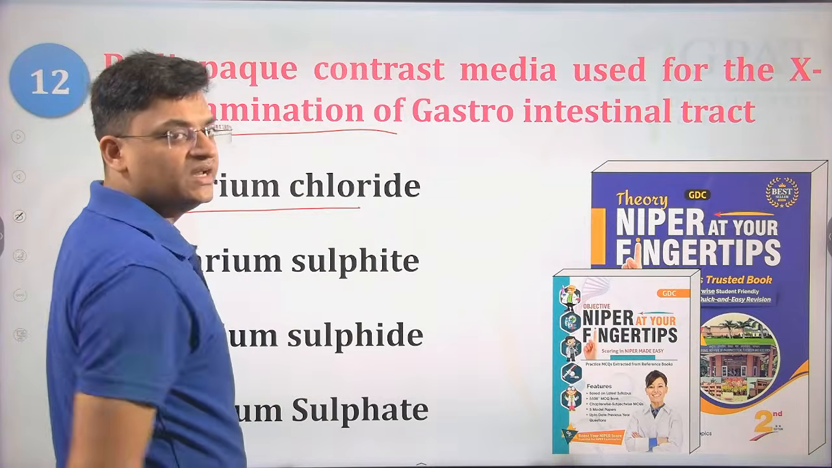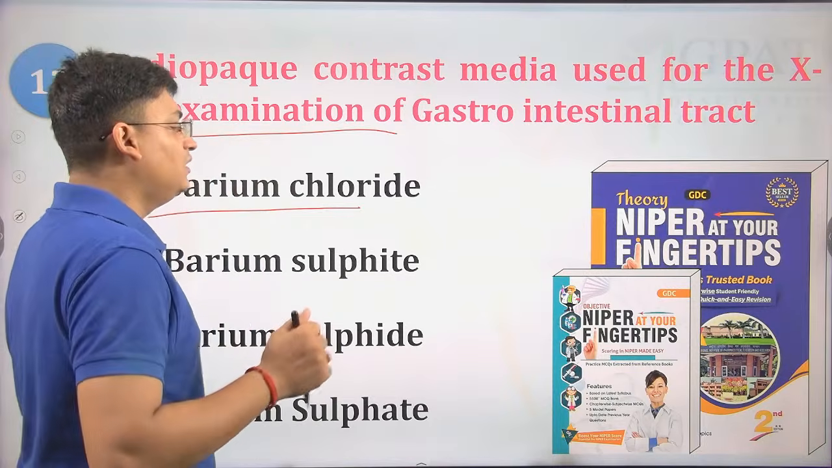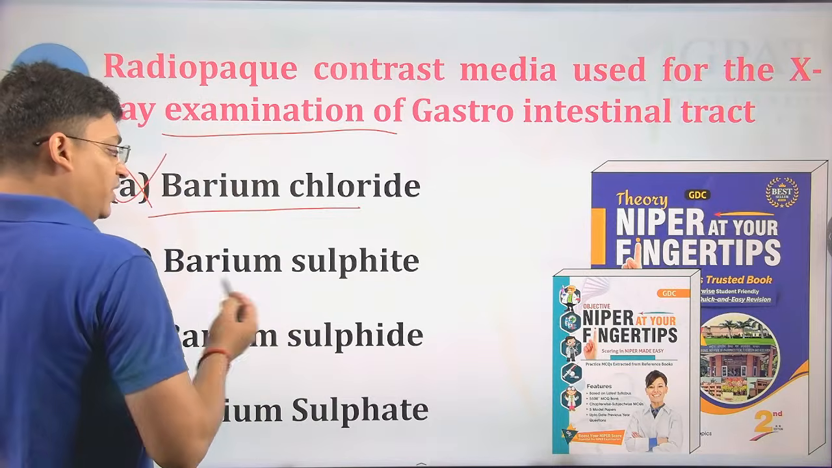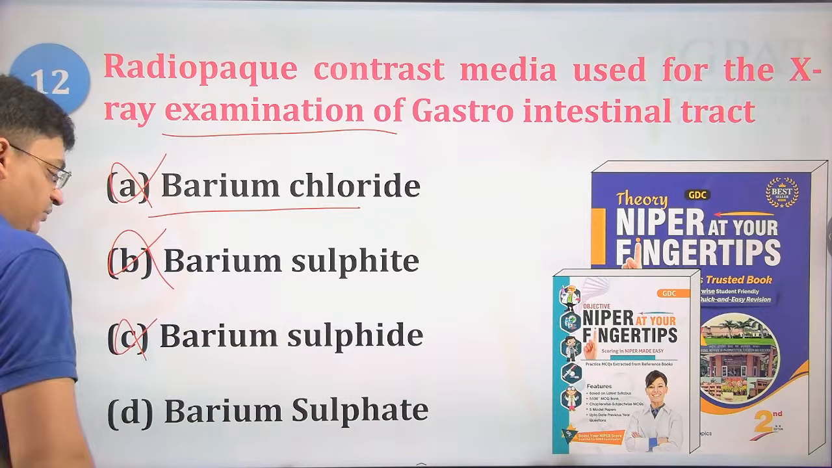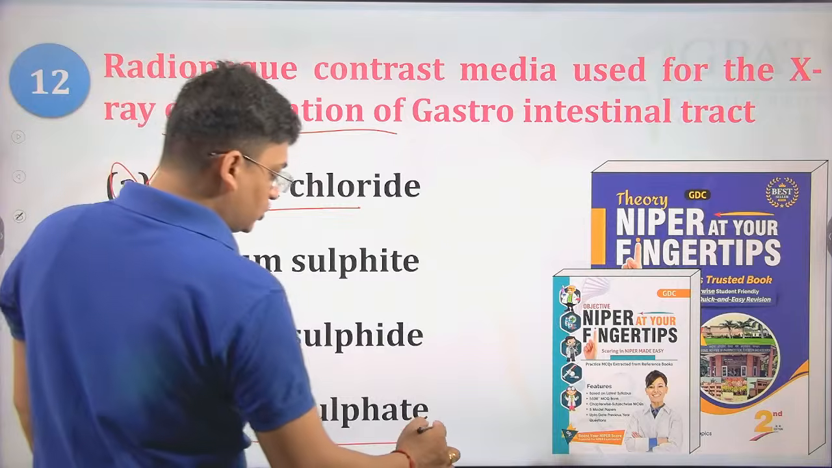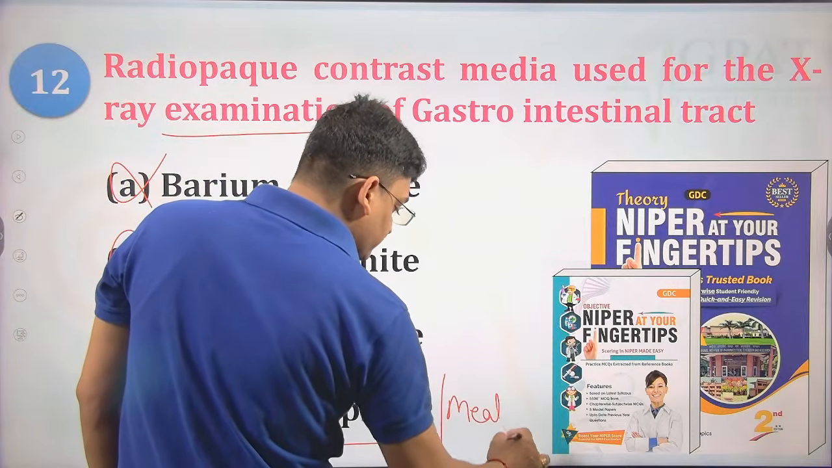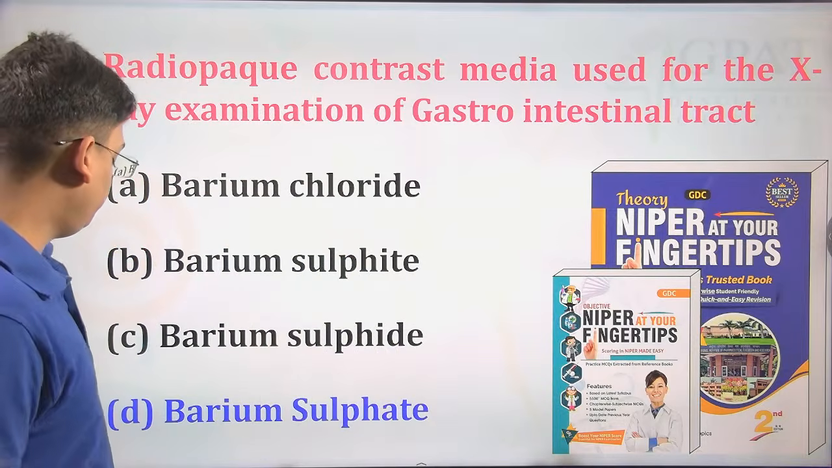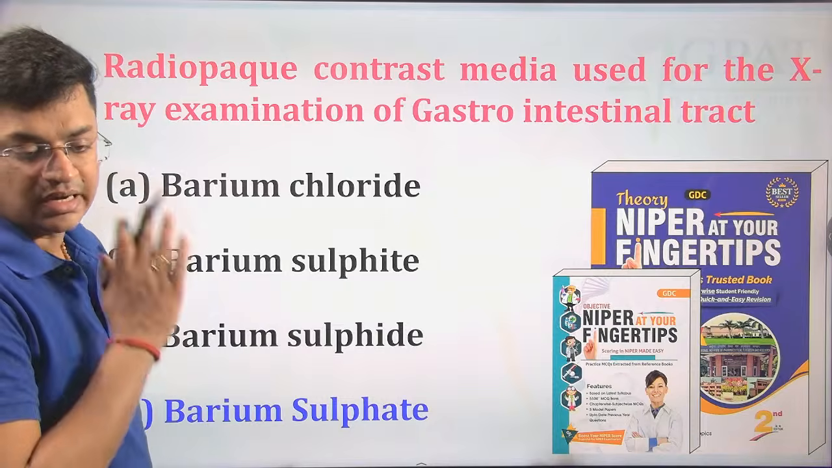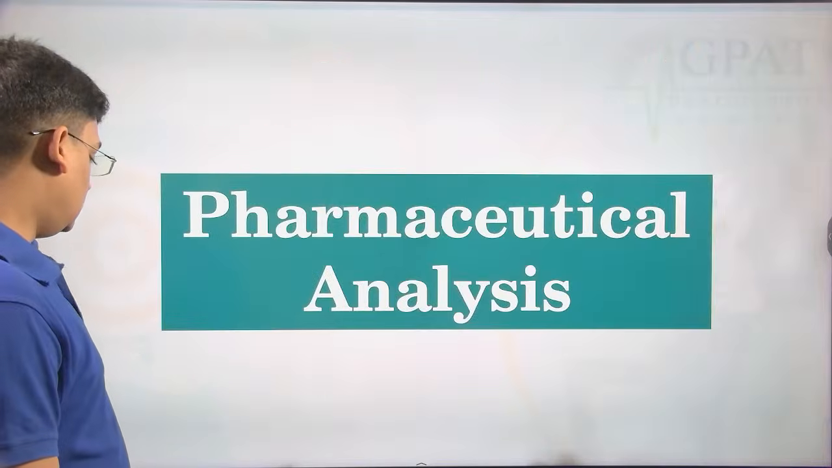Barium chloride is used in the limit test of sulfate to check for sulfate impurities. Barium sulfite is incorrect. Barium sulfide is also incorrect. Barium sulfate, yes, this is also known as barium meal. So yes, this is used as the radio opaque contrast media. So option D is the right one. Option D is the best answer for this.